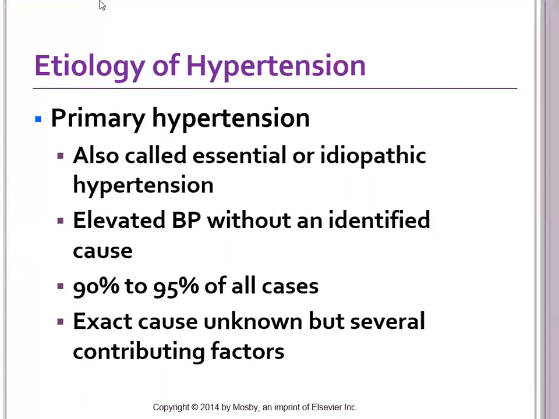Okay, so increased sodium intake, greater than ideal body weight, diabetes, tobacco, excessive alcohol. These are all some examples of what can cause unknown primary idiopathic hypertension.